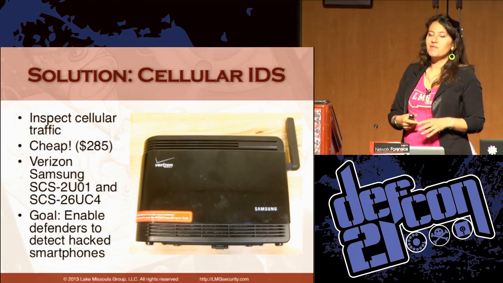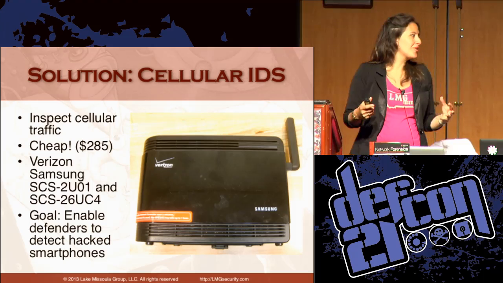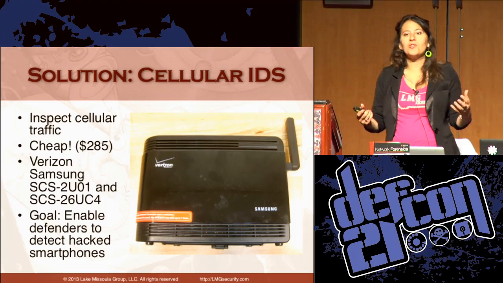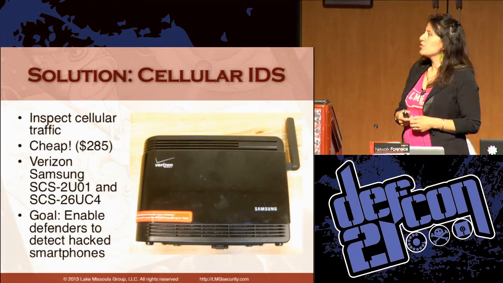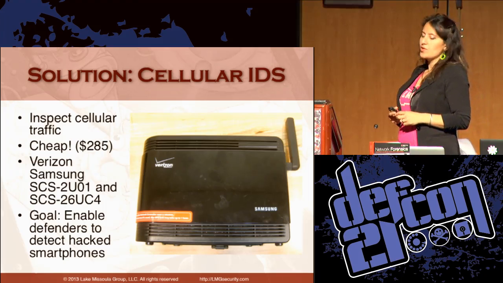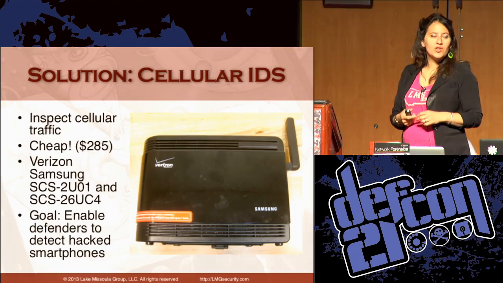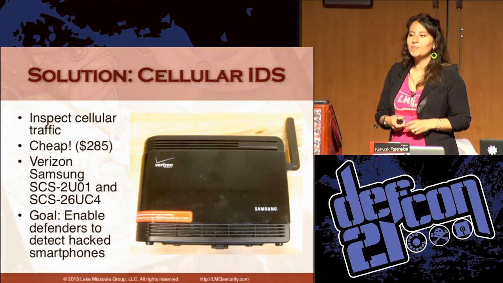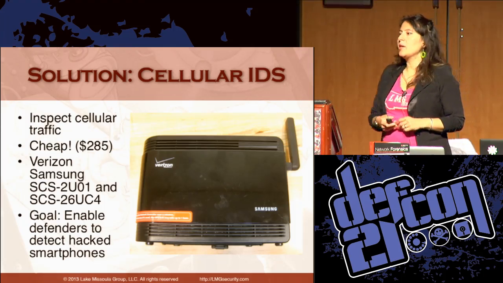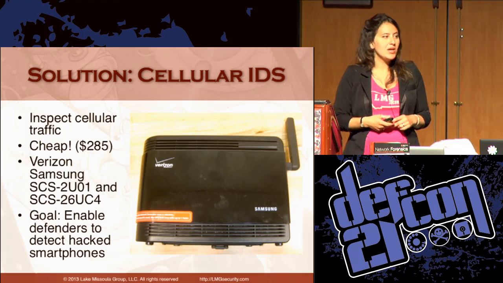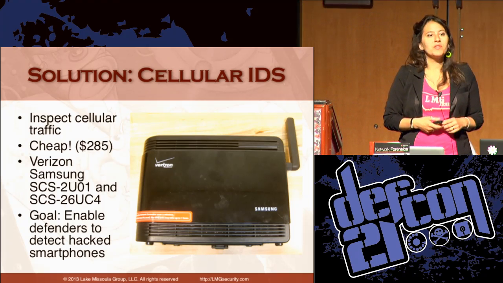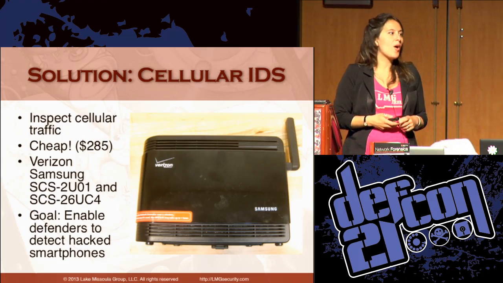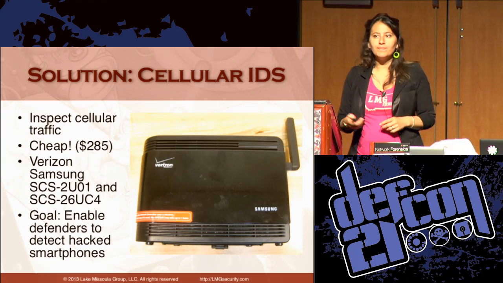They're fairly inexpensive. This entire project to build a cellular intrusion detection system cost $285. We used both the Samsung SCS2U01 and SCS26UC4 devices, and it would probably work on other models as well. Our goal is to enable defenders and people like you and me to detect when our cell phone is being hacked and when third parties are monitoring our traffic.